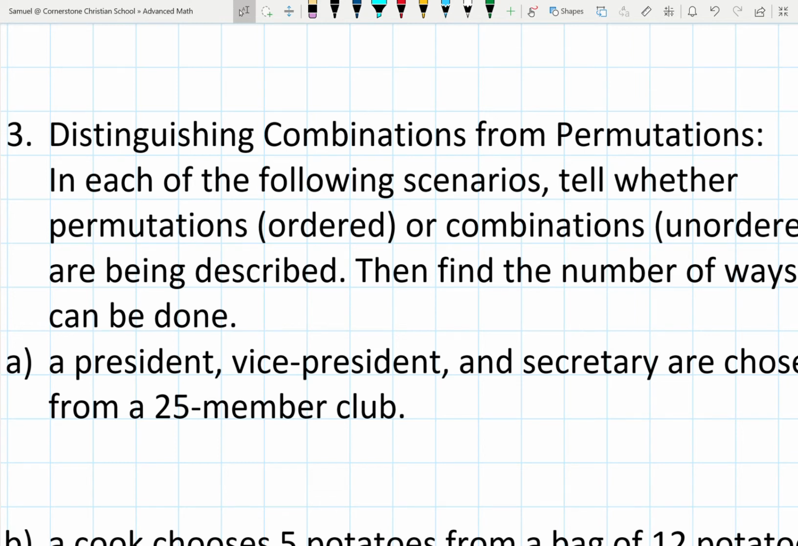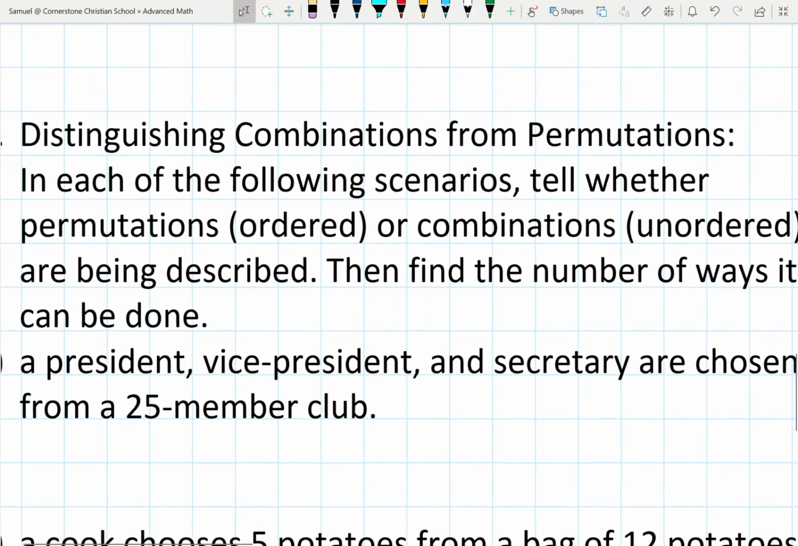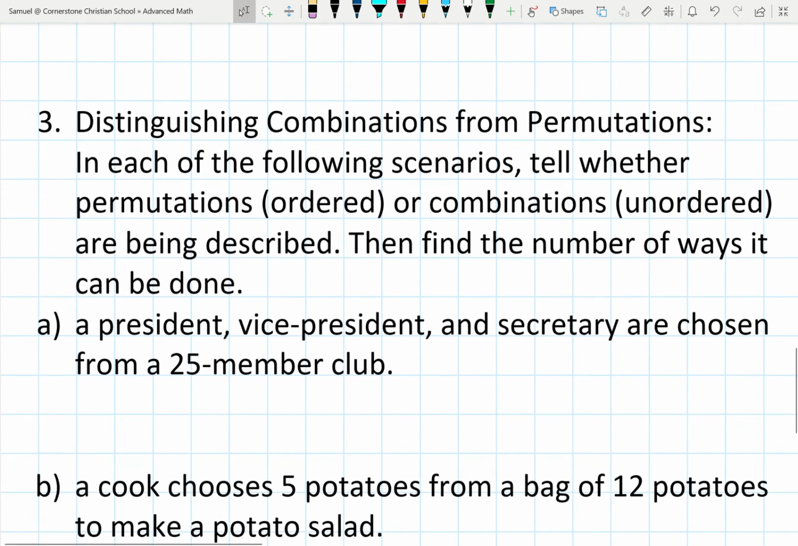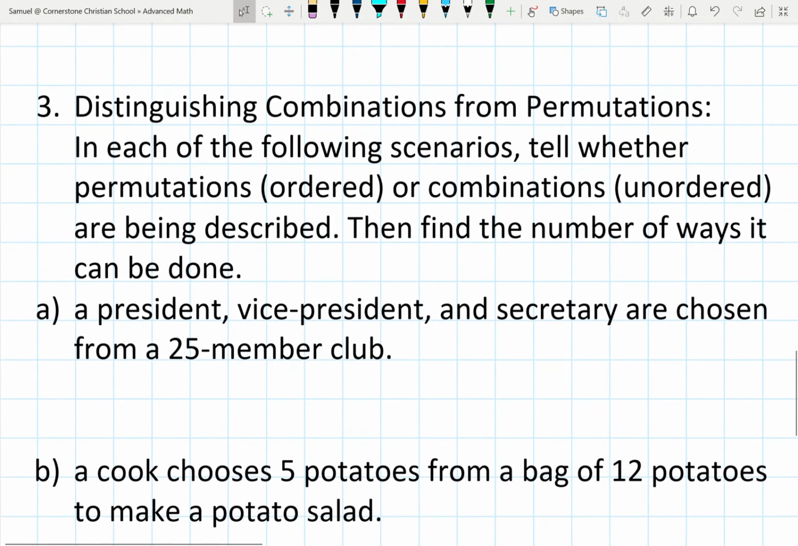In each of the following scenarios, tell whether permutations, ordered, or combinations, unordered, are being described, then find the number of ways it can be done. So, a president, vice president, and secretary are chosen from a 25-member club. And so we are choosing 3 different positions: president, vice president, and secretary. So does the order in which I select them matter, or does it affect the outcome? I'm going to go ahead and tell you that yes, it will affect the outcome.